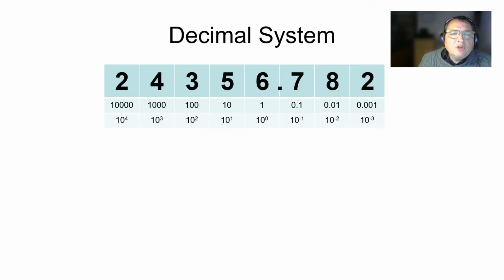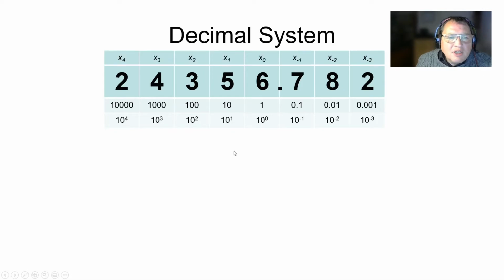We can now give individual names to each of the digits, and these names will follow the power numbers next to the weights. So this digit will be called x4, x3, x2, x1, x0, and so on. At this point, we can try to write a formula showing the value of the whole number based on the values of the individual digits. And it will look something like that.